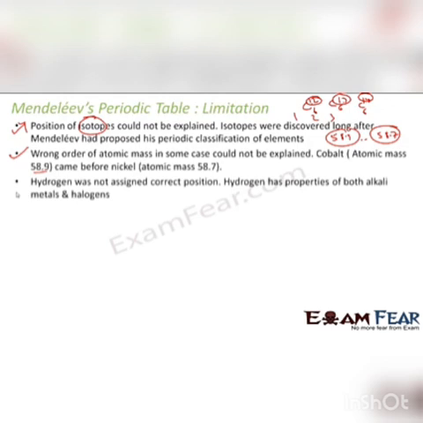Also, hydrogen was not assigned a correct position, because hydrogen has the properties of both alkali metals and halogens. If you see, hydrogen behaves like chlorine a lot of times and also behaves like sodium, right? So what the position of hydrogen should be was not confirmed, because his classification of the groups was based on the way elements react with hydrogen or with oxygen, right? With this, hydrogen behaves both as alkali and halogen. So the position of hydrogen was not clear.